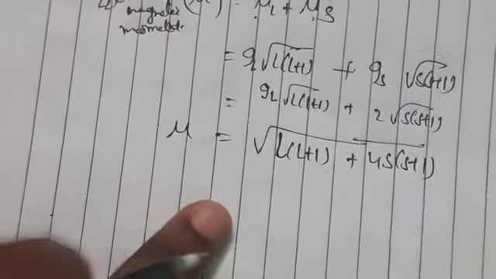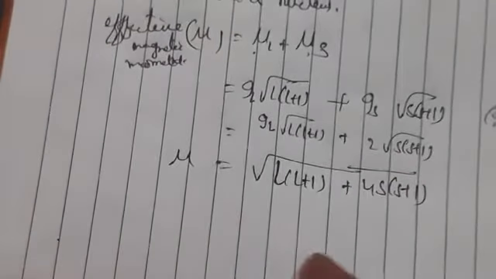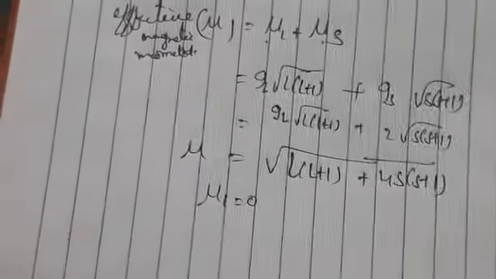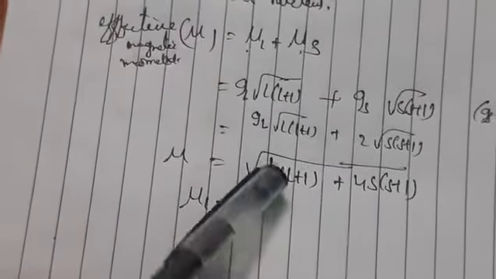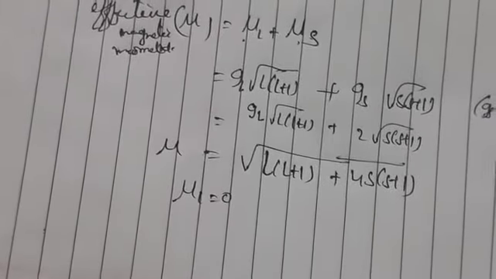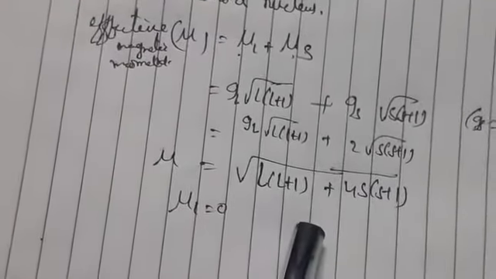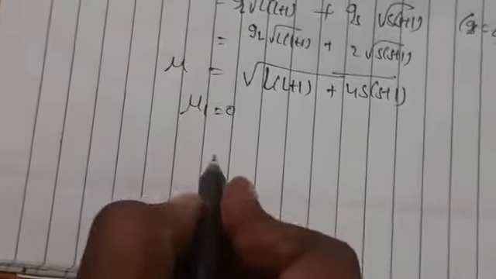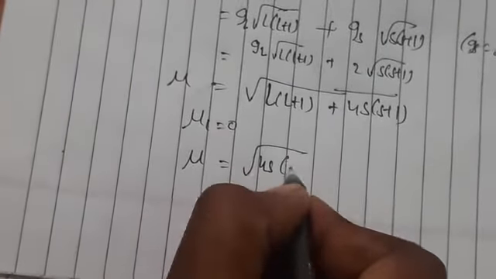For an atom or ion, there is no contribution of magnetic moment due to orbital angular momentum, that is mu L is equal to 0. Then what we are getting here is mu is equal to root of 4S into S plus 1 Bohr magneton. So this is about magnetic moment.